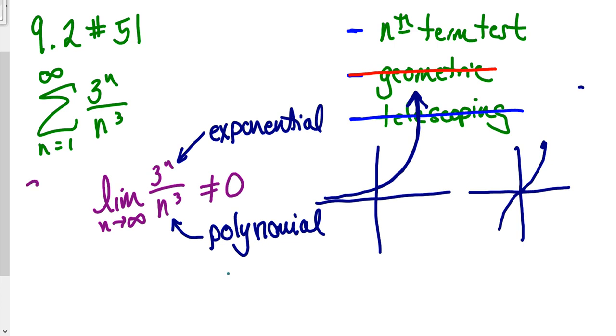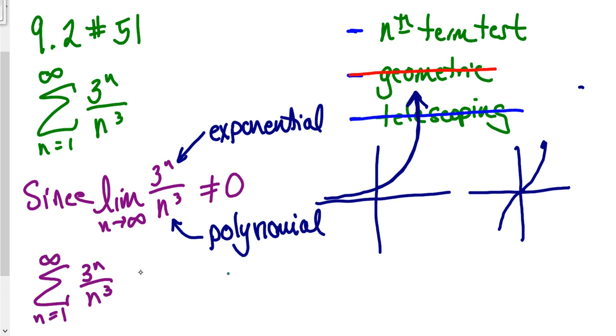So I can say, since that limit is not 0, it is true that the series comprised of those terms diverges by the nth term test.